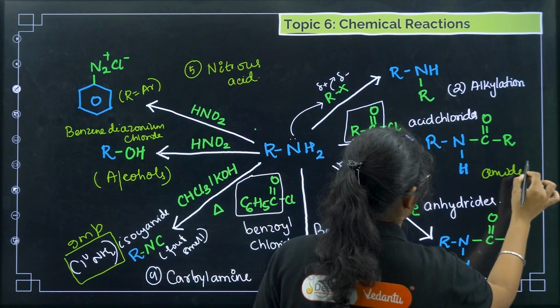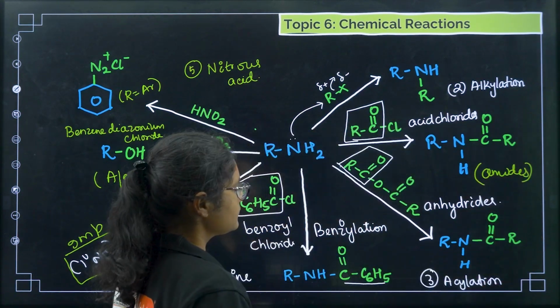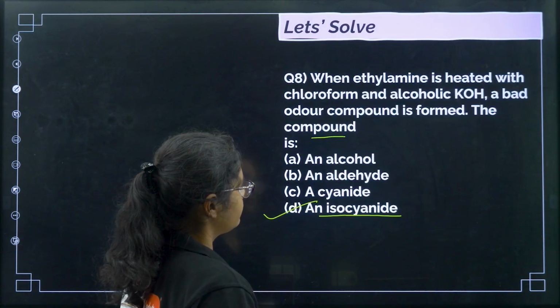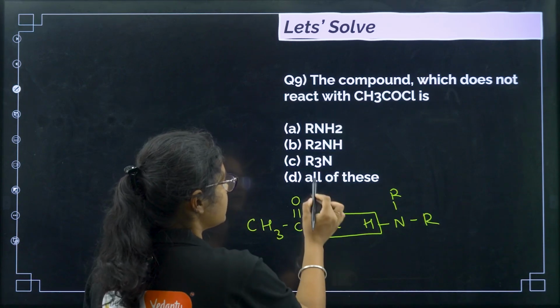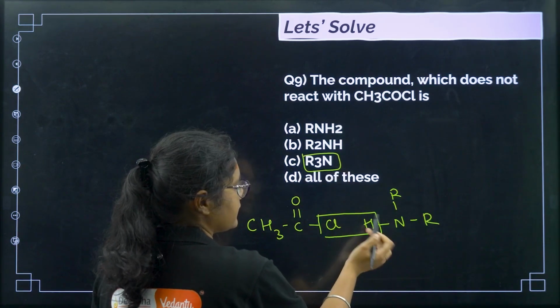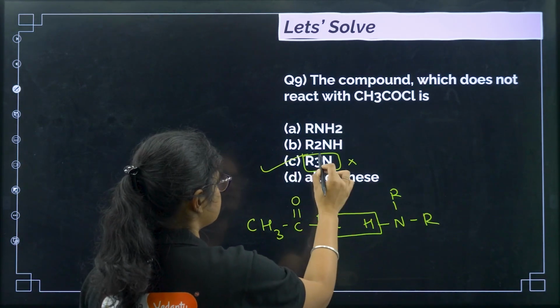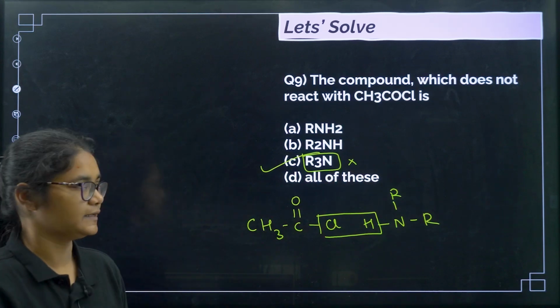Now if you see, we have this one. Here there is no H. In R3N there is no H, so there is no formation of amides here. Correct answer is option number C.